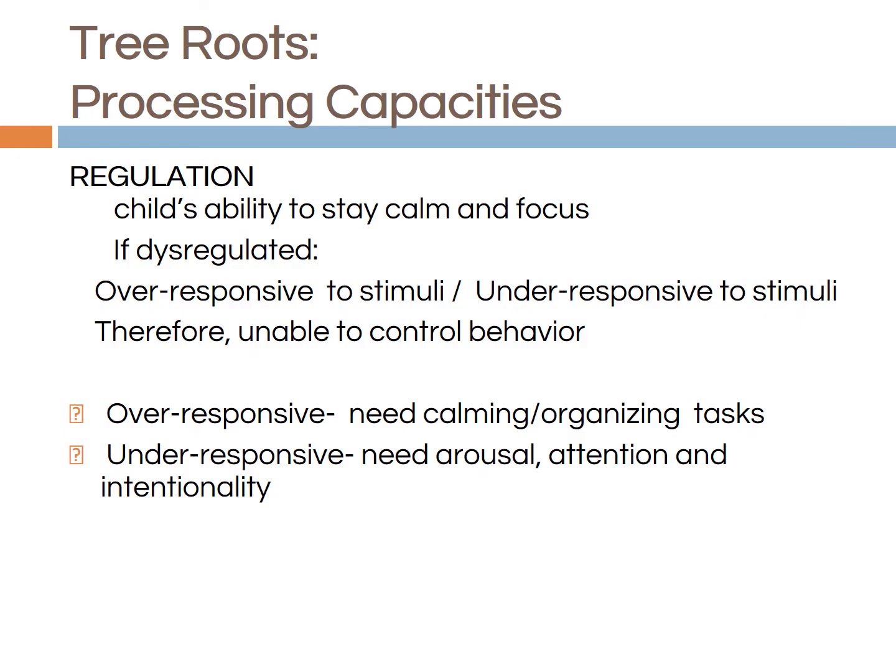So first off, we have processing capacities, and that involves a child's ability to stay calm and focus. If dysregulated, the child may be over-responsive or under-responsive to stimuli. Therefore, the child may be unable to control their behavior. If the child is over-responsive, they'll need help in calming or organizing tasks. If they're under-responsive, they'll need arousal, attention, and intentionality.